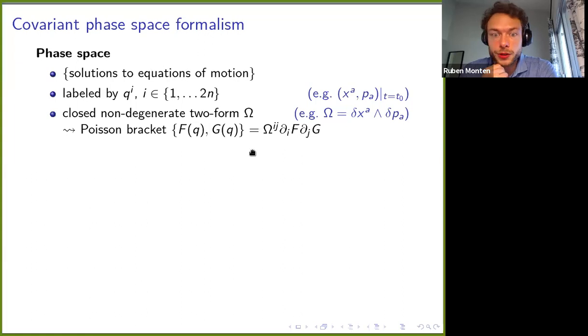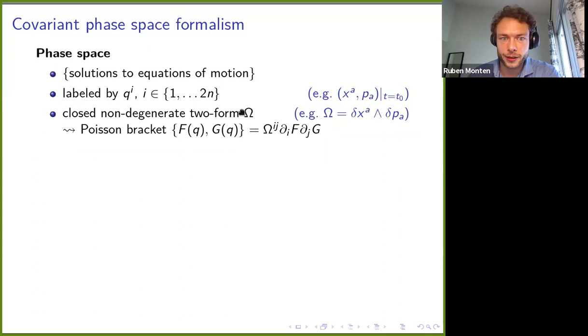momentum is the time derivative of the coordinate? The observation is that we don't necessarily need to consider the phase space as the space of coordinates versus momentum. It's really the space, or we can really consider it as the space of solutions to the classical equations of motion. And we can label that with any abstract arbitrary parameter.